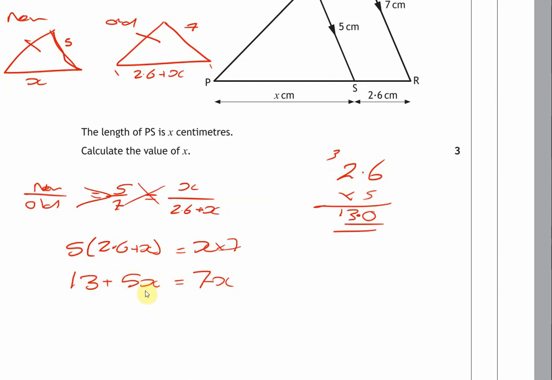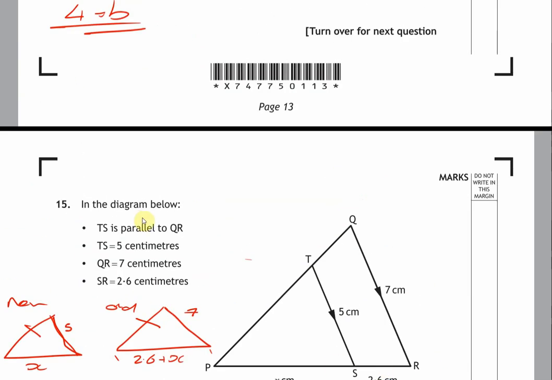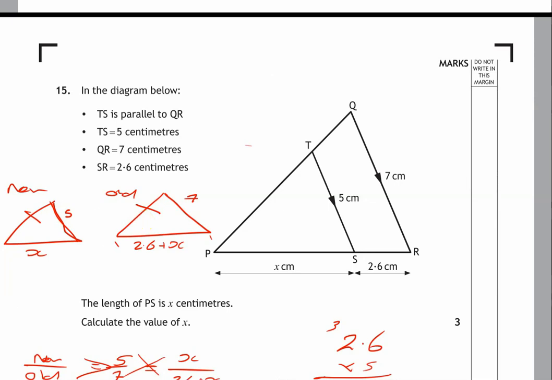So then we'll take this 5x and bring it across to the other side. That goes over as minus, so you have 13 equals 7x minus 5x. So I'm just going to finish this up here. So 7x take away 5x is 2x, and that's going to equal 13. So then we divide by 2, so 13 divided by 2, x is going to equal 6.5. And that's how you would go about solving that kind of question for similar shapes using some algebraic techniques.